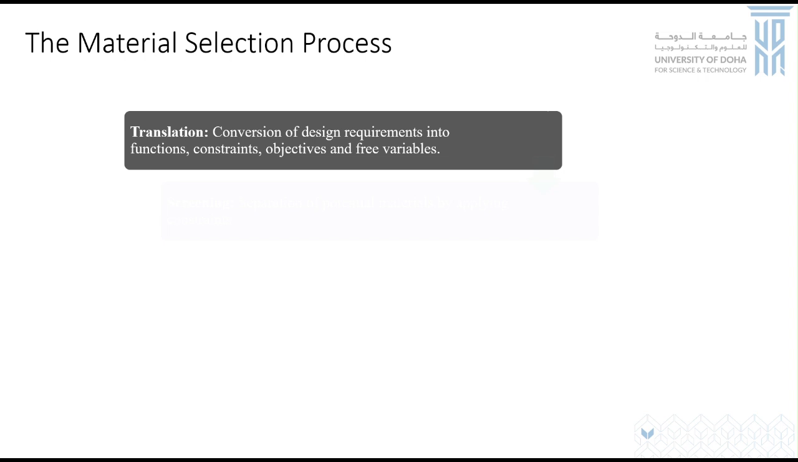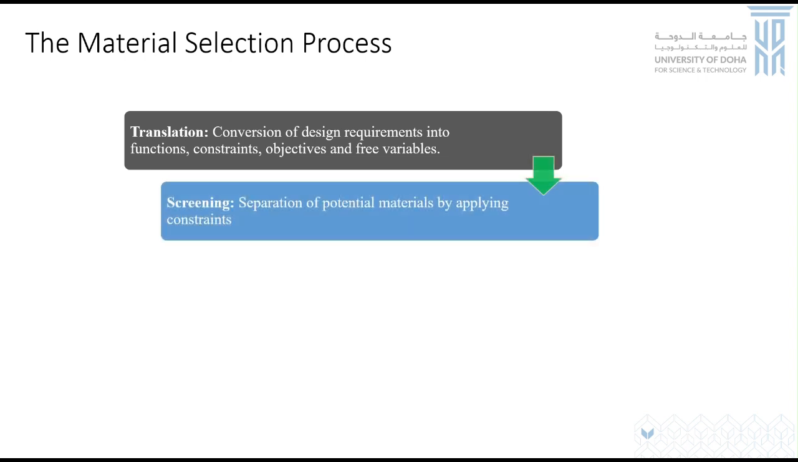Once you have completed your translation phase, you move on to the actual screening phase. So the screening phase is where you start by applying your constraints. So now this is where you are going to input the properties such as, okay, this is the maximum yield strength I need. This is the minimum acceptable Young's modulus that I need. This is the minimum acceptable strength that I need. This is the maximum density that I need. So you start applying those constraints. And that all depends on your translation, that is what those constraints will be.